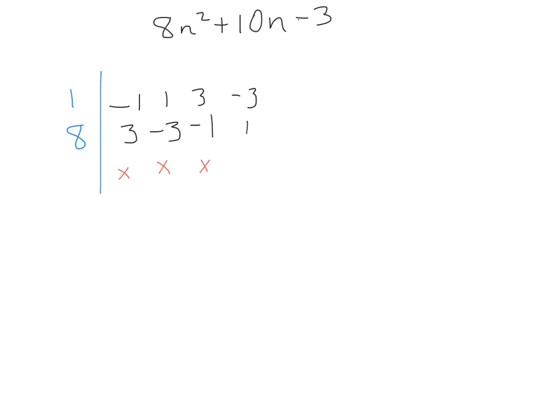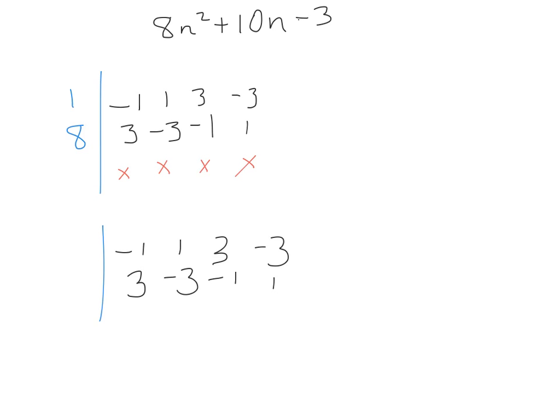1 times 1 is 1. 8 times minus 3 is minus 24. So 1 minus 24 is minus 23. I want plus 10. So that's not worked. So I'm going to retry my process. Minus 1 and 3, 1 and minus 3, 3 and minus 1, minus 3 and 1.